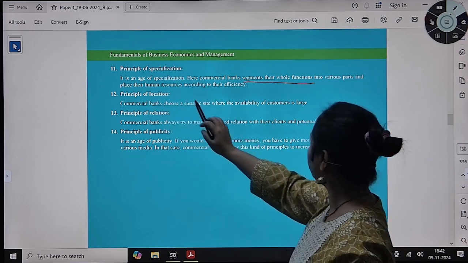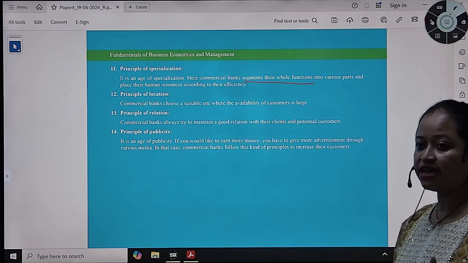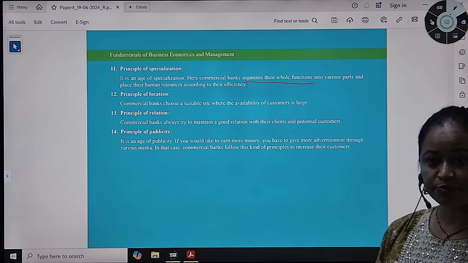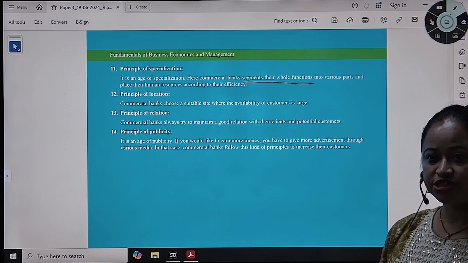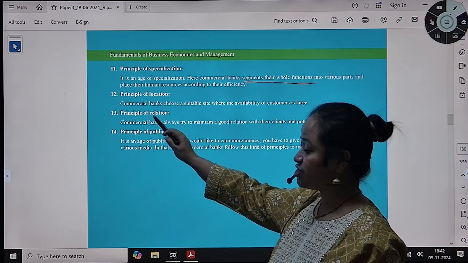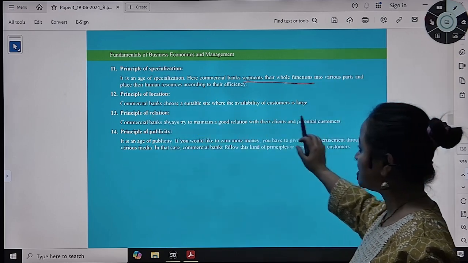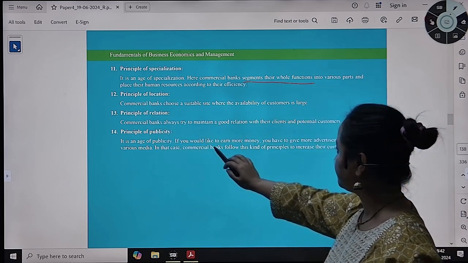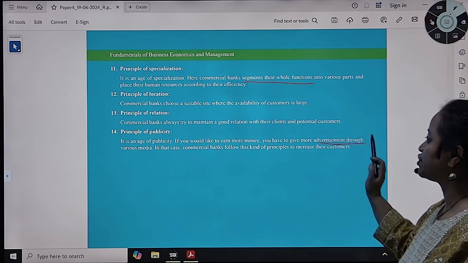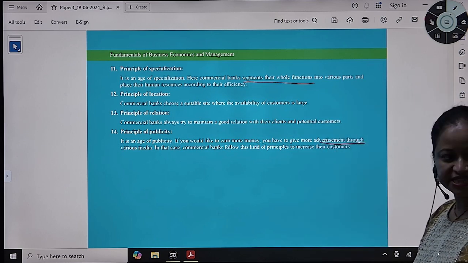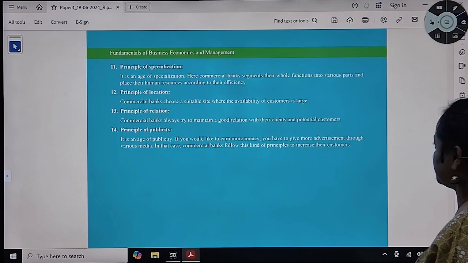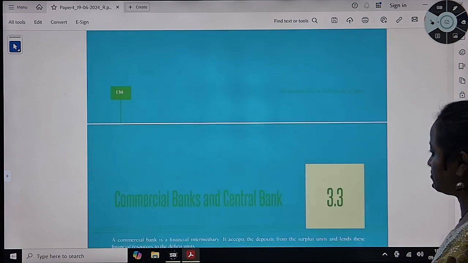Then principle of location. So a commercial bank should be located in good places, where it is reachable and where there is space. Then principle of relation. So the bank should keep a good relationship with the customer. Then principle of publicity. It is an age of publicity, so banks should advertise through various media about their bank and its facilities. So these are all about the principles.